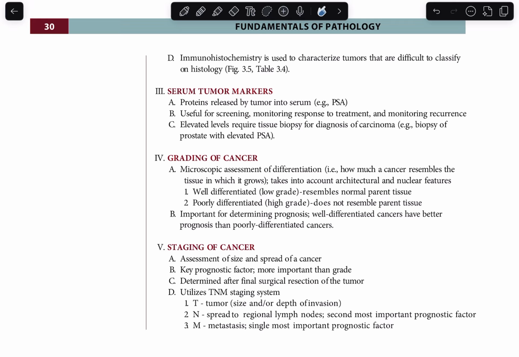Grading of carcinoma. We have microscopic assessment of differentiation, how much a cancer resembles the tissue in which it grows. It takes into account architectural and nuclear features. Well differentiated is low grade, resembles normal parent tissue. Poorly differentiated is high grade, does not resemble parent tissue. Important for determining prognosis. Well differentiated cancers have a better prognosis than poorly differentiated cancers.